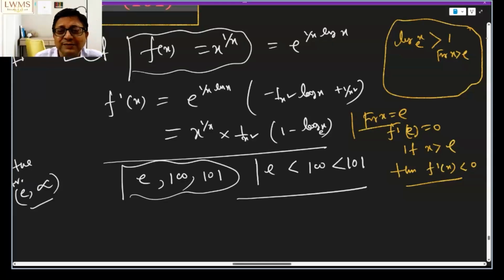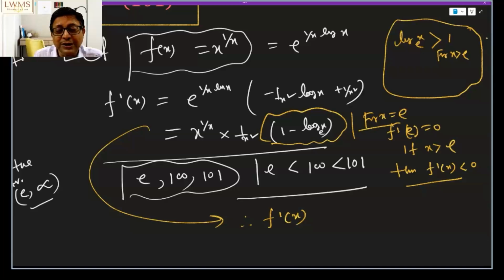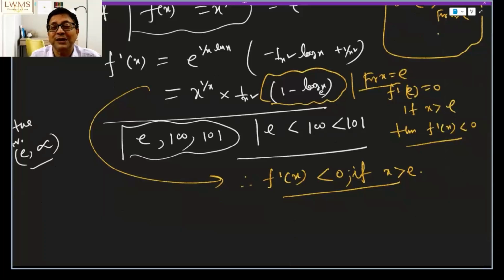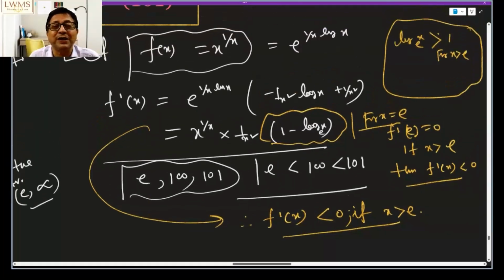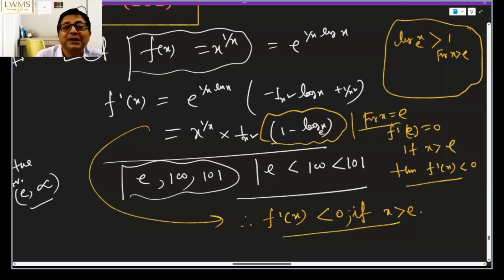So what about this thing? 1 minus log x for x greater than e, what will happen? So f dash x is less than 0 if x is greater than e. So what will be the concept now? And what is f(0)? f(0) we need not find. What is f(e)? f(e) we found. f(e) is e to the power 1 by e, which is greater than 0.